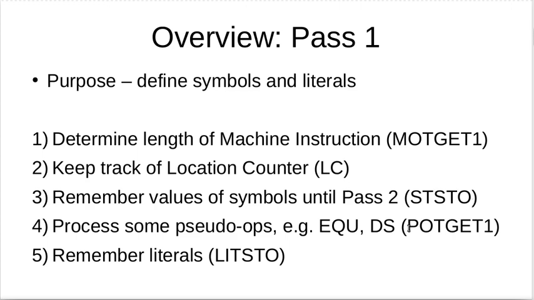This step is known as POTGET1, and the 1 is because these steps are repeated in both passes. So 1 means these steps are indicative of pass 1. MOTGET1 is the MOTGET which is executed in pass 1. POTGET1 is the POTGET step which is executed in pass 1. Similarly, the last step is LITSTO, which stands for Literal Storage. So we have to store the literals, not literature. We have to remember the literals, and that is performed in the step called LITSTO. So this is the overview of pass 1.